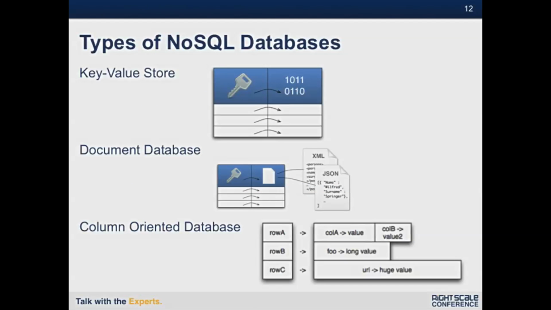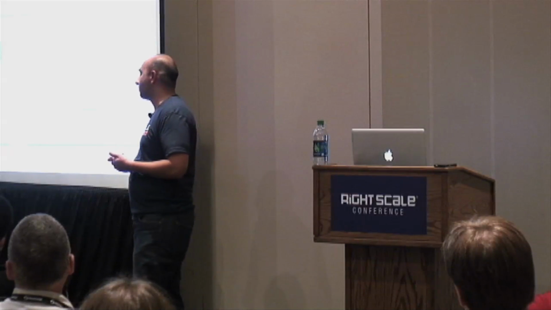So when we look at NoSQL databases, there's a number of different varieties. The simplest type is a simple key value store. So I've got some index that I'm looking up, I have that key, and there's some value associated with it. And we'll talk about some various types of these databases and some good applications for them.